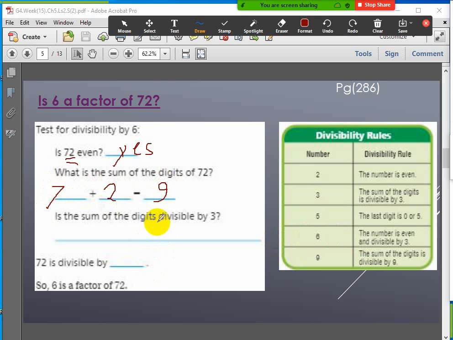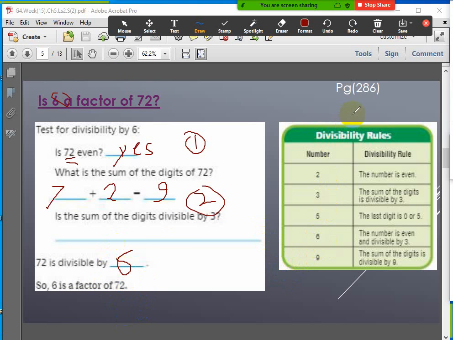Equals 9. Now, 9 is able to divide on 3. Can I divide 9 on 3? Yes. So the first condition is done and the second one is done also. That means 72 is divisible by 6. So 6 is a factor for 72. Okay? The answer is yes. Okay, very good.